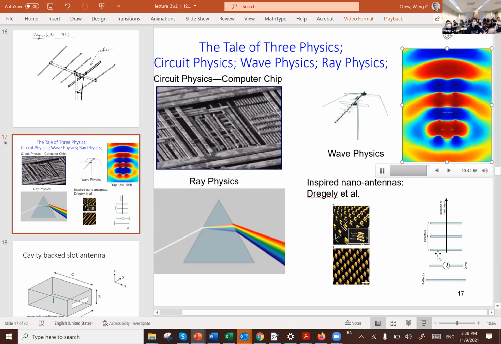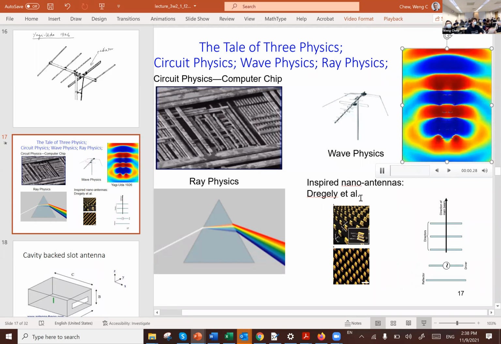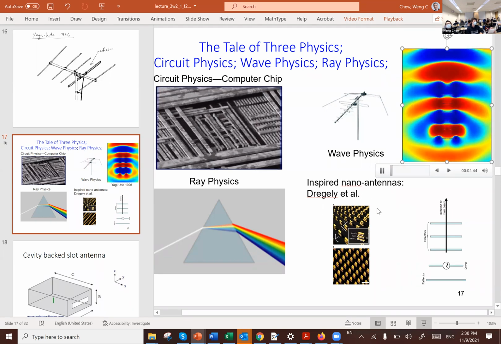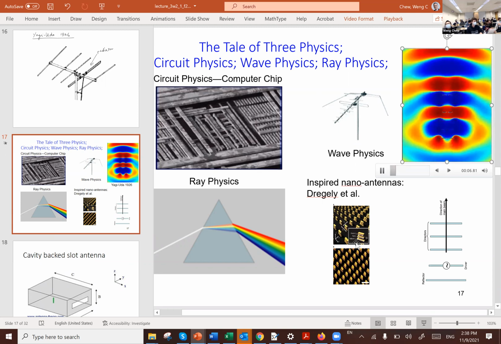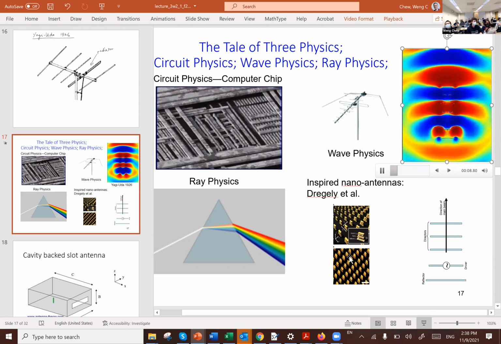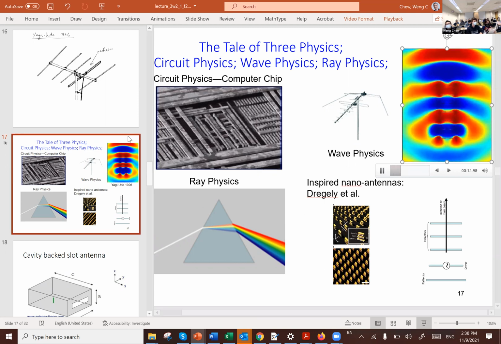Okay. Nowadays, people have made this antenna in terms of nano antennas. They're very small. They operate in the region of blue light or something, or maybe infrared light. You can make an array of them and so on. Okay.